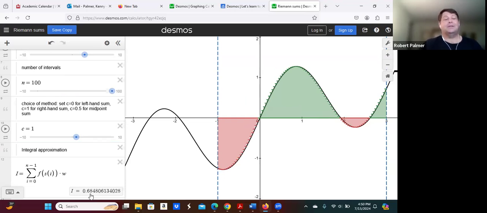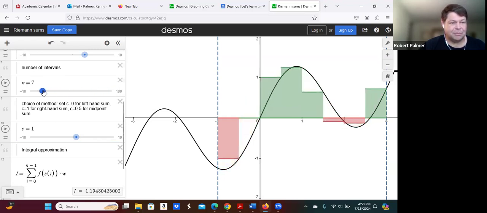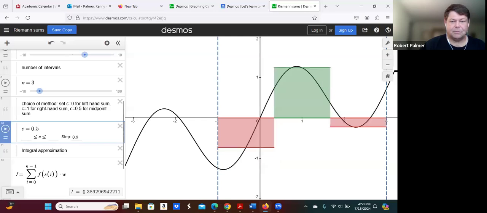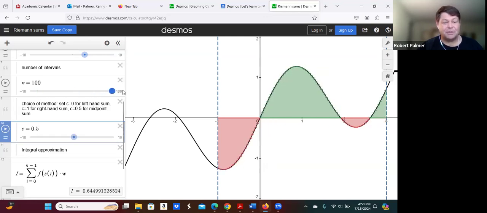And actually, let's do one more with the midpoint. Let's go back to 3, as low as I can get it. Midpoint is 0.5 for C. Okay, you see each one is using the midpoint of the rectangle to give us the height of our rectangle, where it crosses the function. And once again, if I go to 100, it's going to be a bit different, a little bit, but still very close.